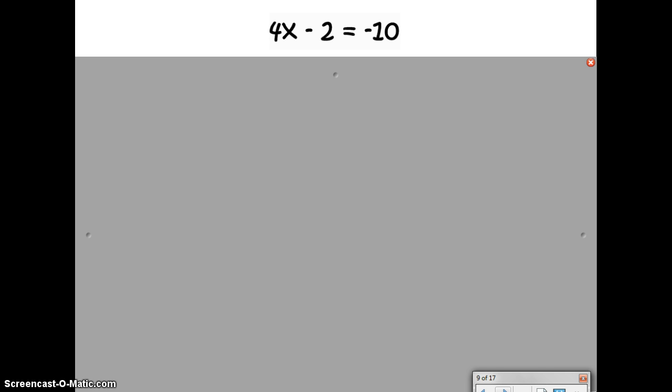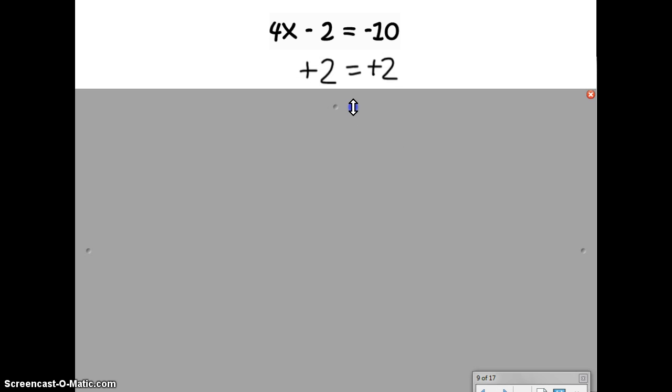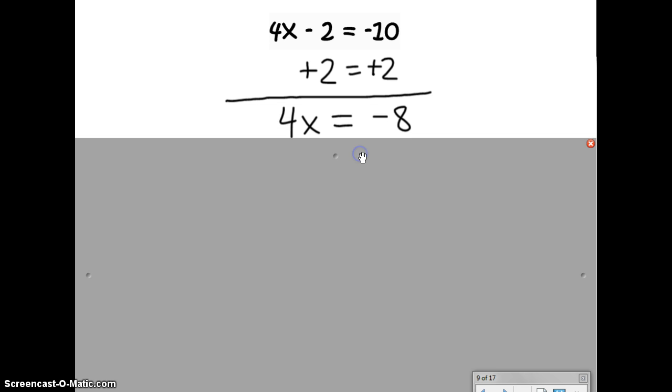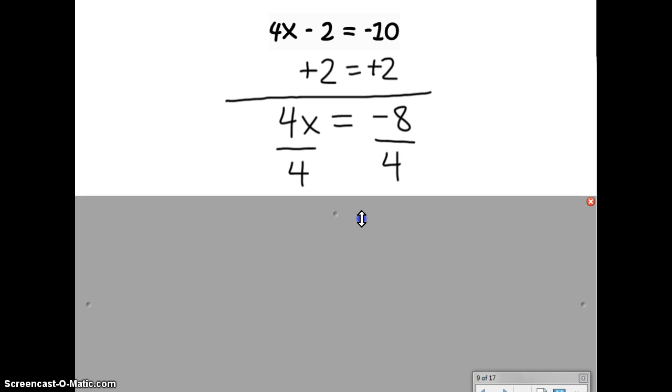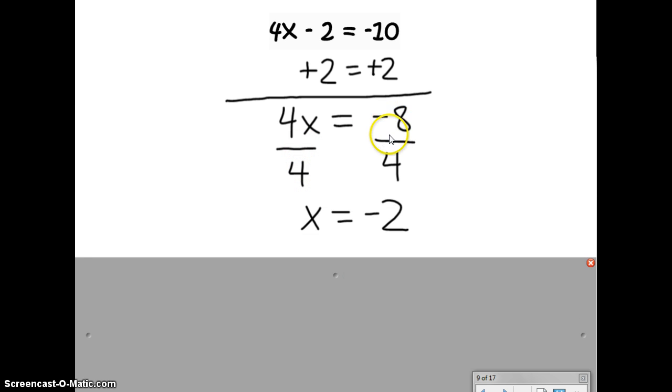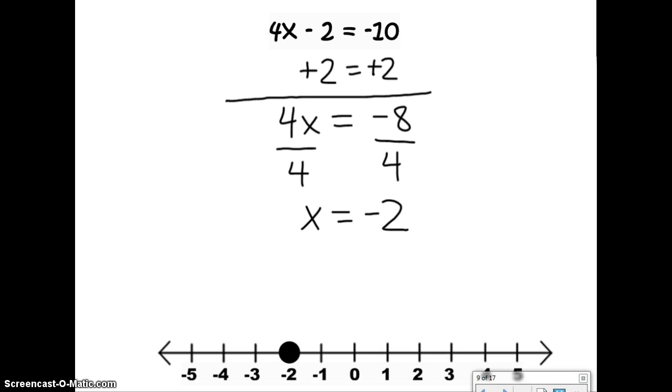So let's do another example. 4x minus 2 equals negative 10. Our first job is to add 2 to both sides. We get 4x is equal to negative 8. 4x means to multiply. The opposite of multiply is to divide. 4x divided by 4 leaves you with 1x, and negative 8 divided by 4 leaves you with negative 2. If we were to put it on a number line, we have a dot at negative 2 because there is only one value where this equation is equal.